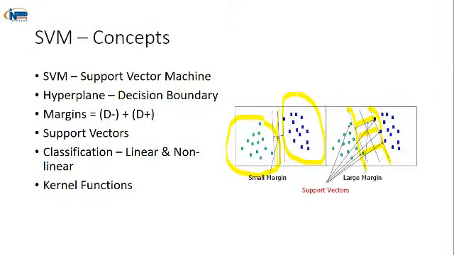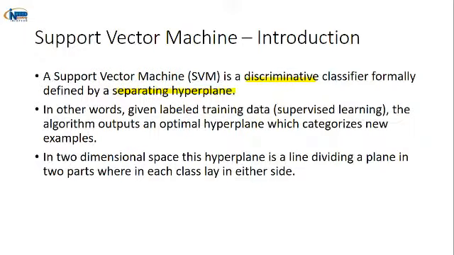The middle line here, the line at the center, is called the hyperplane. That plane divides both the elements separately, and it creates a boundary. This is called the hyperplane. We are giving the labeled training data, therefore it is called supervised. The algorithm outputs an optimal hyperplane which categorizes the new examples.